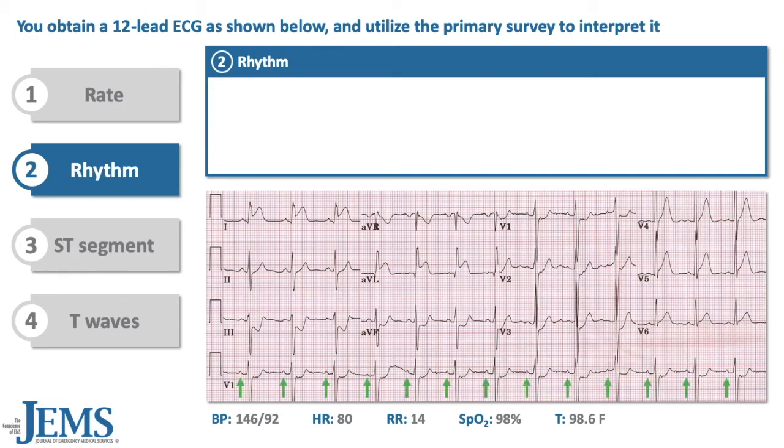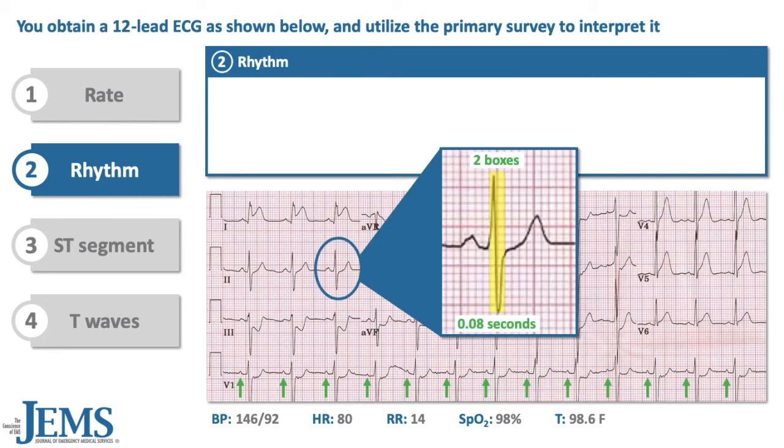They all seem to be preceded by P waves, and if we look closely at the width, we can see that our QRS complexes appear to be less than 3 small boxes wide. And remember, if a QRS complex is less than or equal to 0.12 seconds, or 3 small boxes, it is considered narrow or normal, versus a QRS that is wider than 3 small boxes or greater than 0.12 seconds.